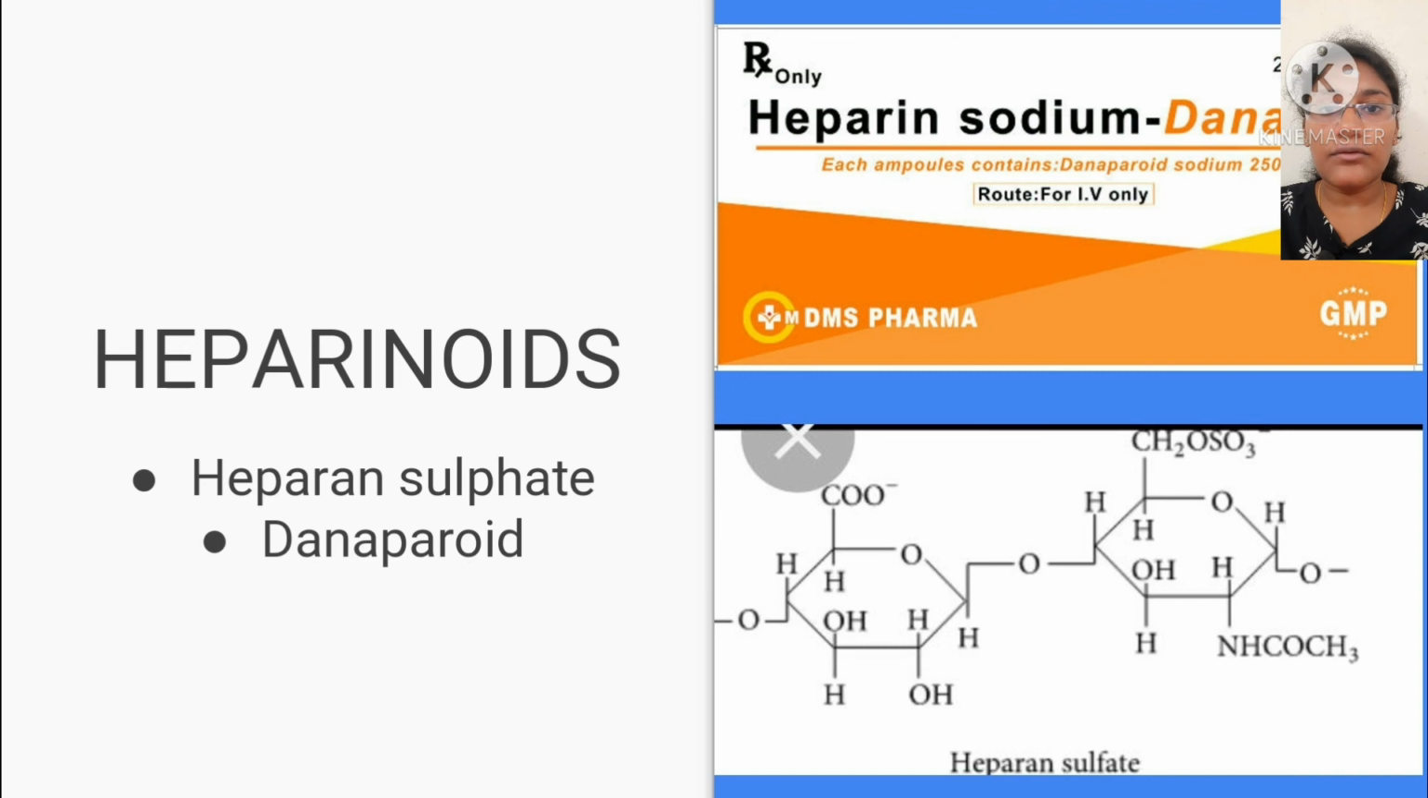One heparinoid that we use clinically is danaparoid. Danaparoid is a mix of heparinoids, and it can be used when a patient cannot use heparin. At a point when a patient cannot use heparin, danaparoid can be used as a replacement for heparin. Danaparoid can be used as a treatment for pulmonary embolism and deep vein thrombosis.